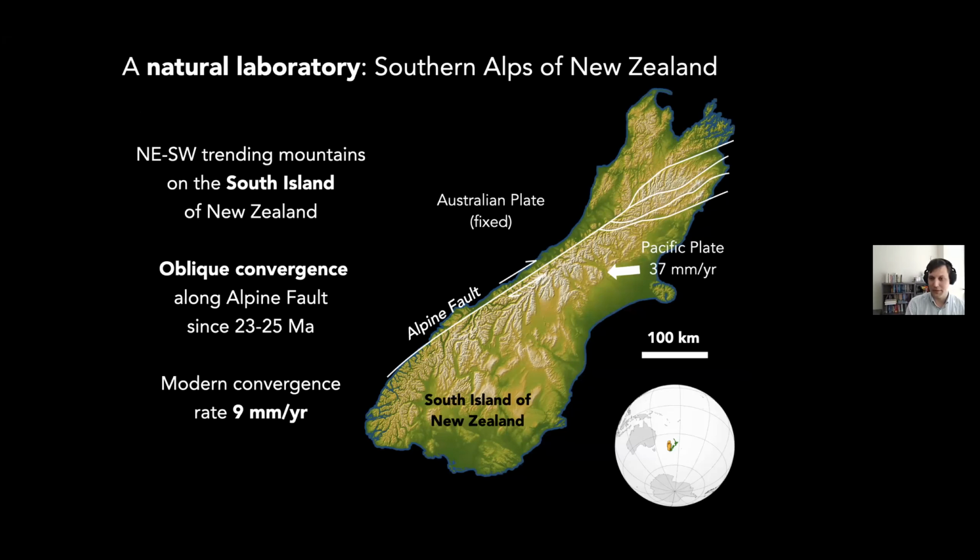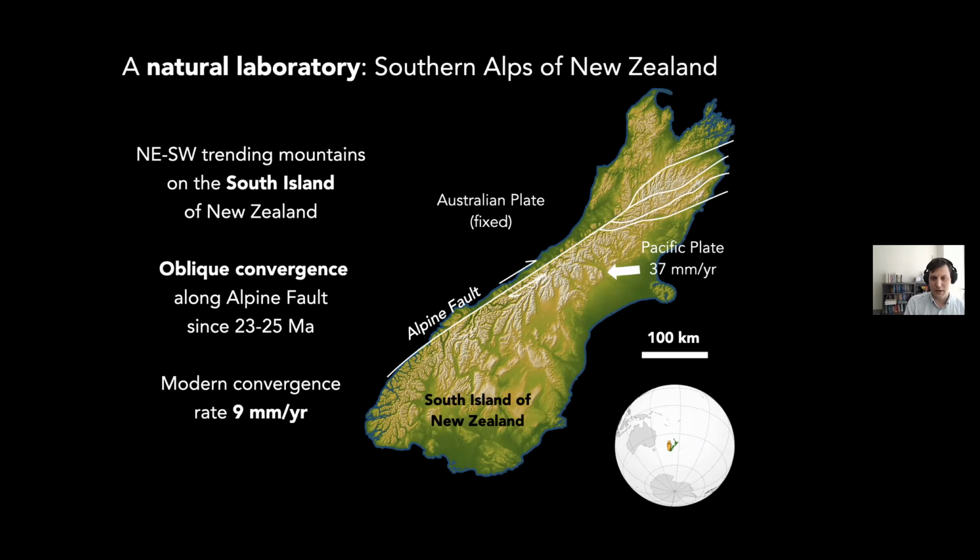If you're unfamiliar with the area, this is a map of the South Island of New Zealand. The Southern Alps are a linear mountain range that runs northeast-southwest on the South Island. New Zealand, of course, is an archipelago nation in the Southern Pacific Ocean east of Australia. The mountains are uplifted along a primary structure called the Alpine Fault that dips to the east.